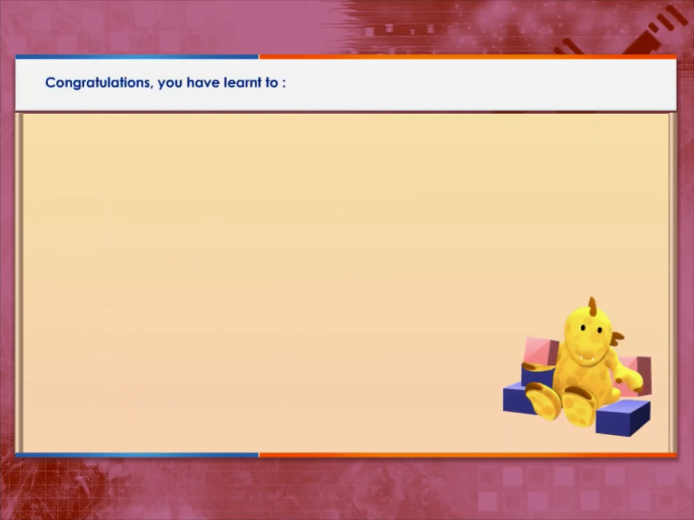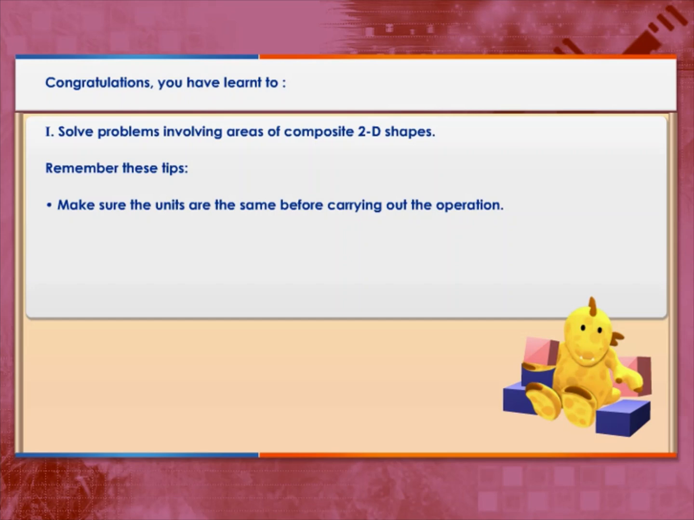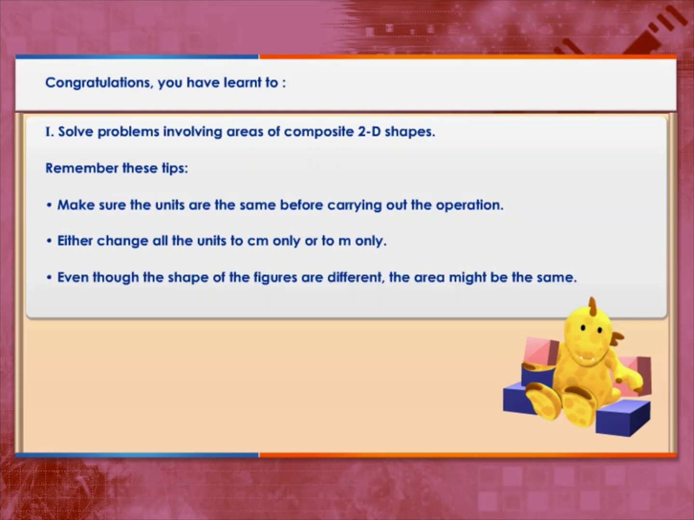Congratulations! You have learned to solve problems involving areas of composite 2D shapes. Remember these tips. Make sure the units are the same before carrying out the operation. Either change all the units to centimeters or to meters only. Even though the shapes of the figures are different, the area might be the same.